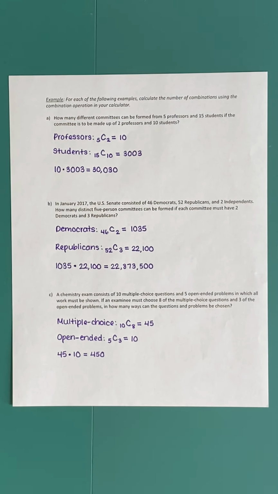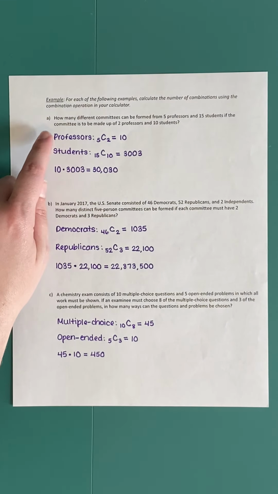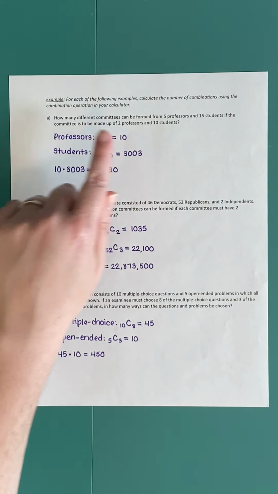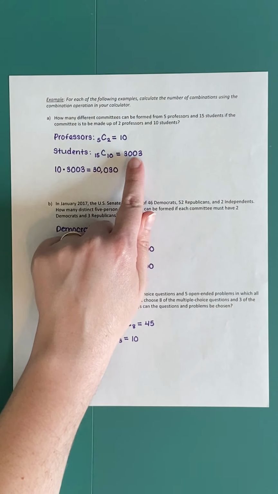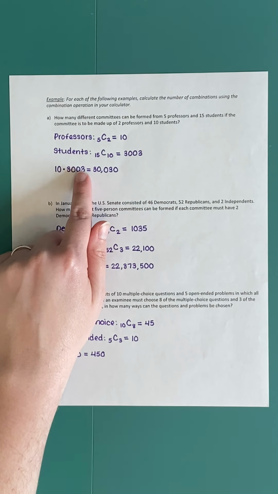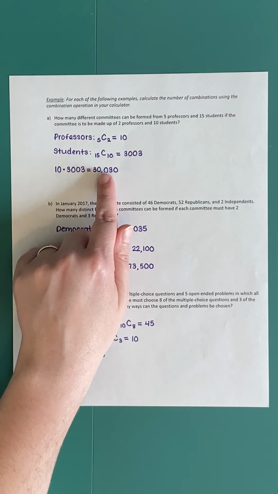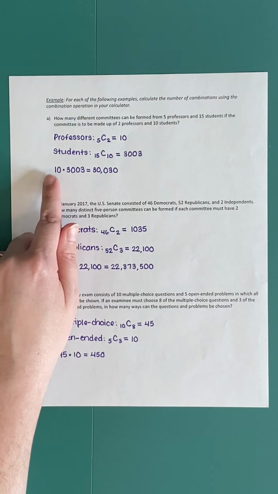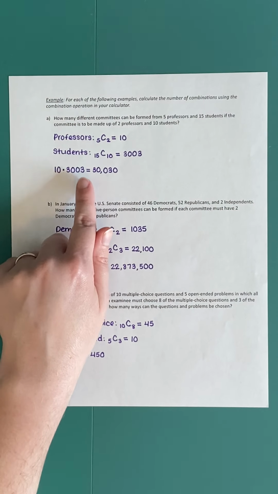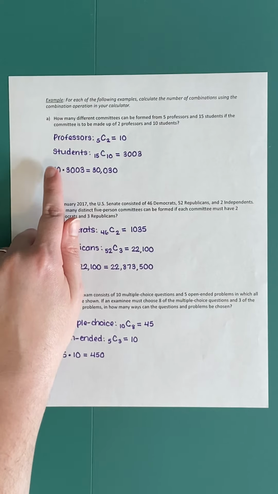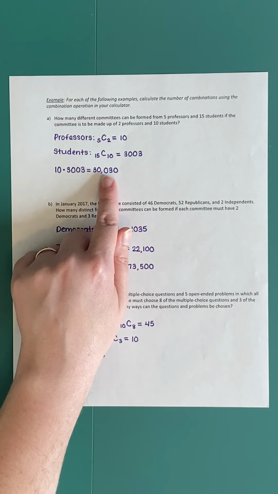Okay, so we've determined how many ways we can perform each step in the process. What we want to know now is in total, put the committee together, put the professors and the students together, how many ways are there to do that? Well, again, the fundamental counting principle says step 1, determine how many ways there are to do that. Step 2, determine how many ways there are to do that. Multiply those 2 values together. So multiply the number of ways you can perform each step in your process, and that's going to give you the total number of possibilities. So in this case, 10 options for professors, 3003 options for students. Multiply those together, and that's going to be 30,030.